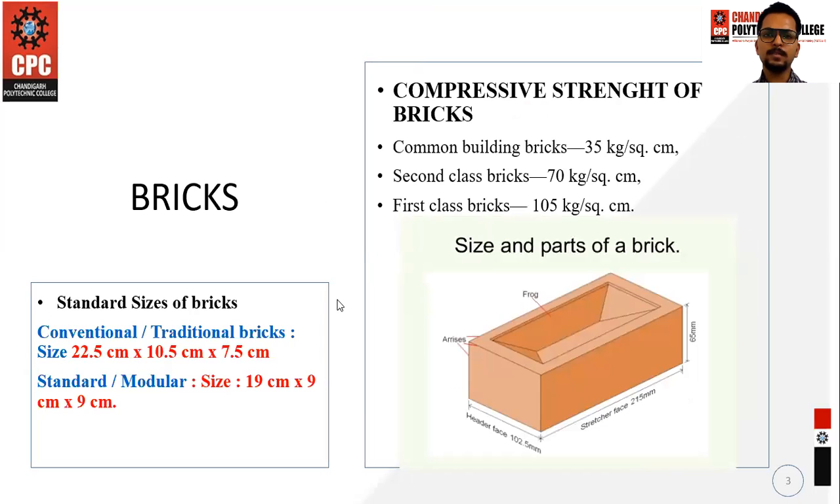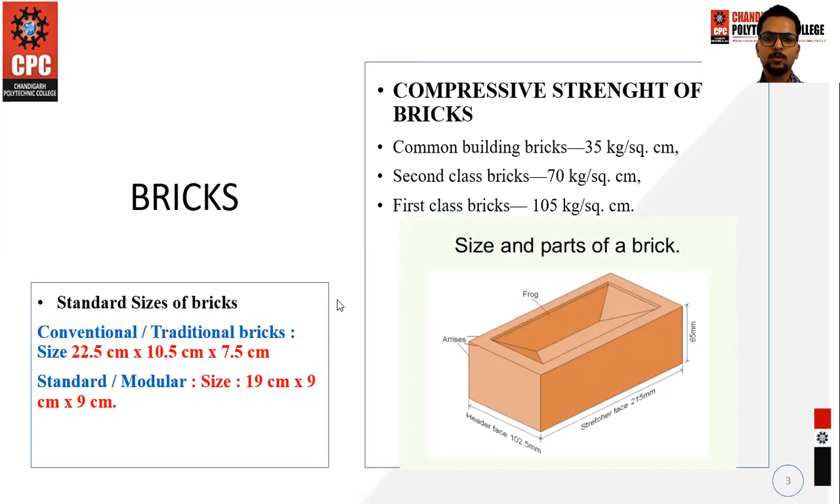So we have these sizes of bricks, where there are conventional, traditional, and standard sizes. As per the traditional or conventional size of bricks in India, the most used size is 22.5 centimeter, that is the length of a brick. Then the width of a brick is 10.5 centimeter, and the height is 7.5 centimeter. These sizes may vary, and there is a certain permissible limit within which they can vary.